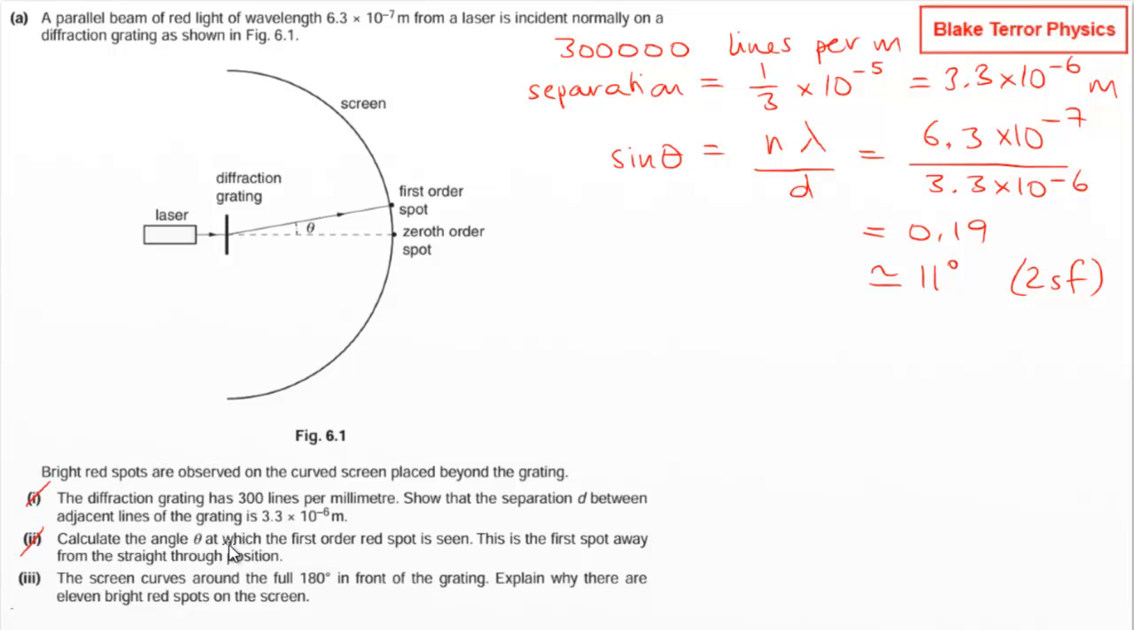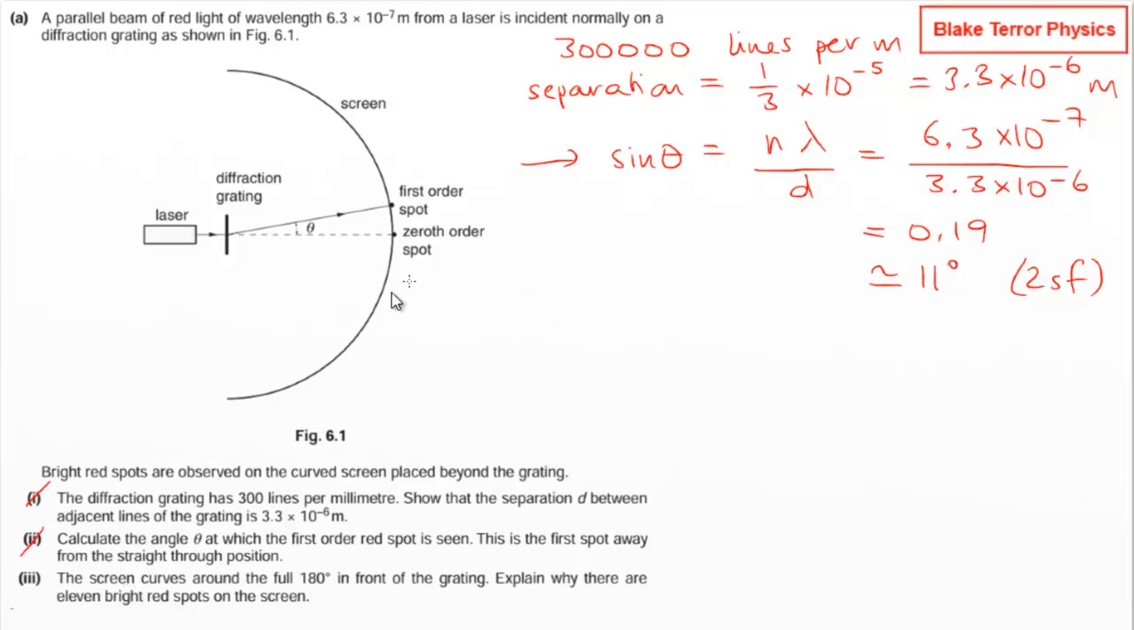So that's good. A lot of people don't remember that equation. It's in the formula booklet anyway. But yeah, it's one that doesn't tend to stick in the mind that well. The screen curves around the full 180 degrees in front of the grating. Explain why there are 11 bright spots.